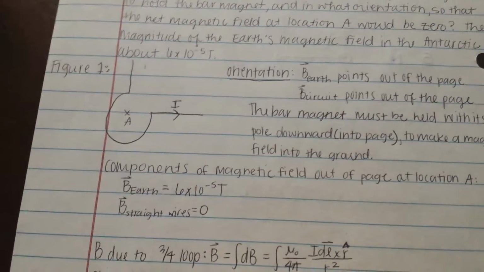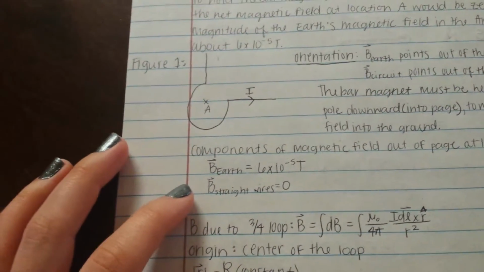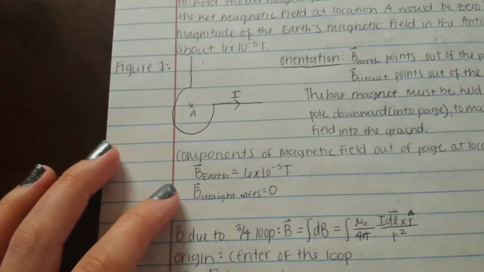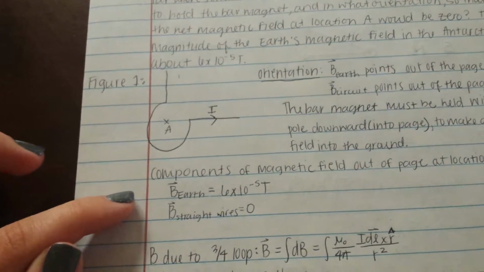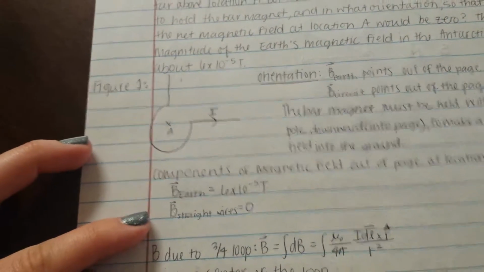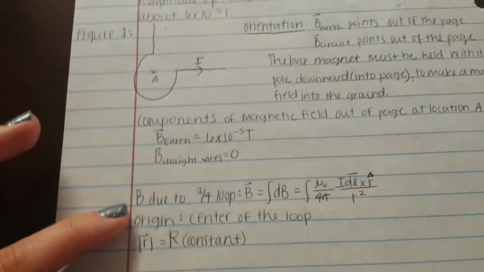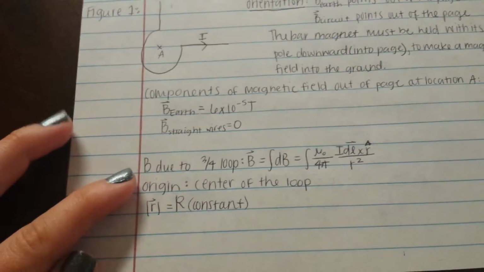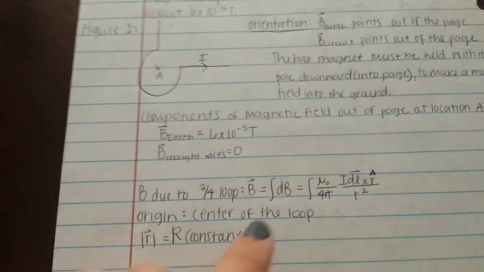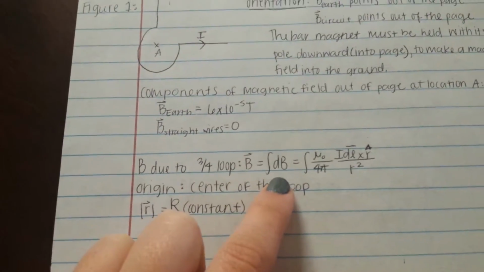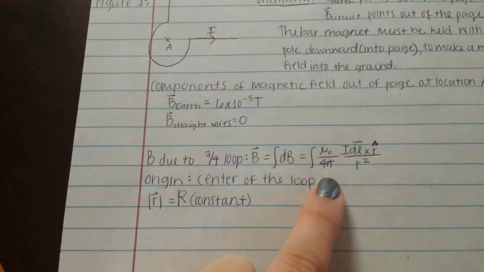And we know the components of the magnetic field at location A are going to be magnetic field due to the Earth, which was given up here, 6 times 10 to the negative 5 Tesla. And we know that there's no magnetic field due to the wires. It's going to be 0. So in order to find out the magnetic field due to this 3/4 of a loop, we just use the same equation that we would for a regular magnetic field, which is this right here.